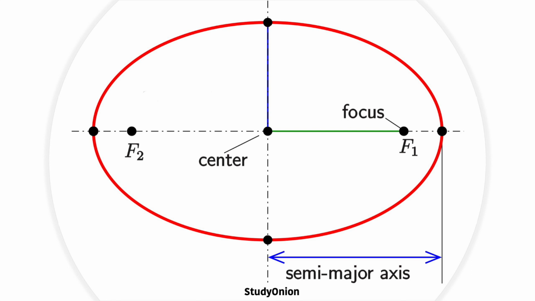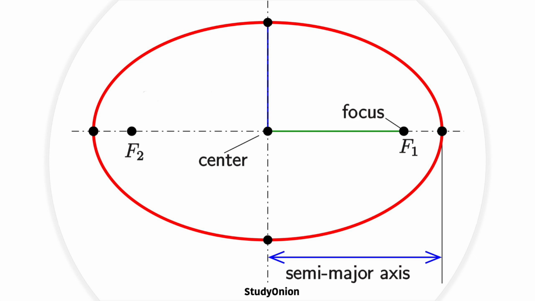And let's have a quick review of the parts of the ellipse. The ellipse can be split into 4 parts. The longer axis is called the major axis, and the smaller axis is called the minor axis. The semi-major axis is halfway through the major axis, and you can see this labelled on the diagram on the slide. And so the focus point is the point halfway through the semi-major axis.